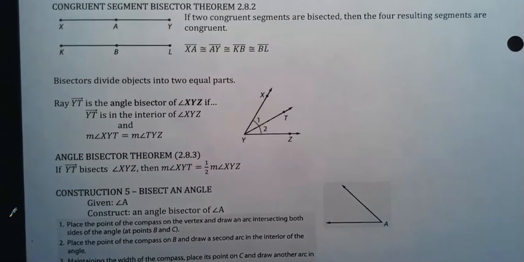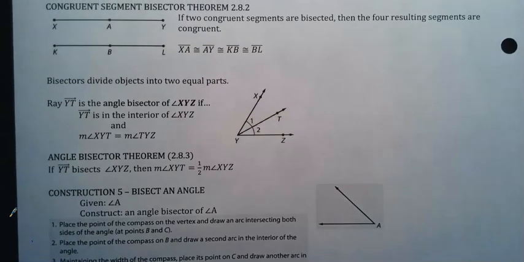another theorem here. We have congruent segment bisectors. That just says if two congruent segments are bisected, then the four resulting segments are congruent. I'm not going to take the time to construct the bisector, but I am going to draw it on there. So if we have two congruent segments, XY is congruent to KL, and if these two congruent segments are bisected, so if we would draw a line between there, then the four resulting segments are congruent.